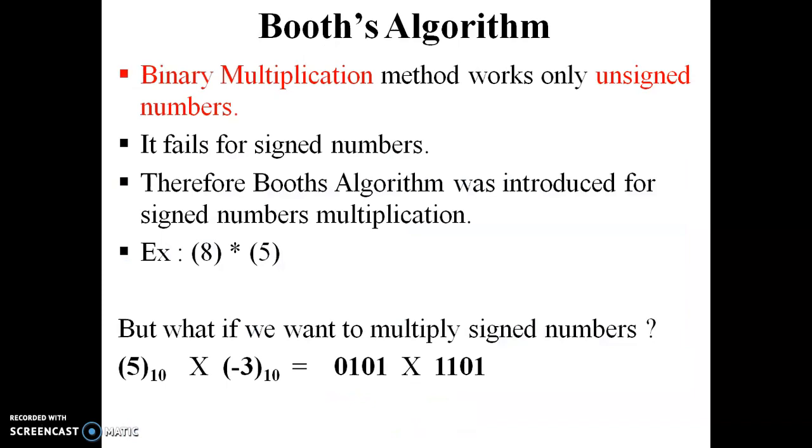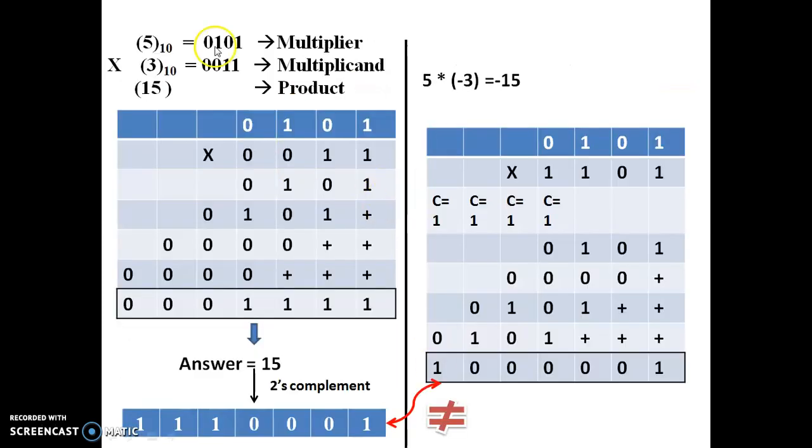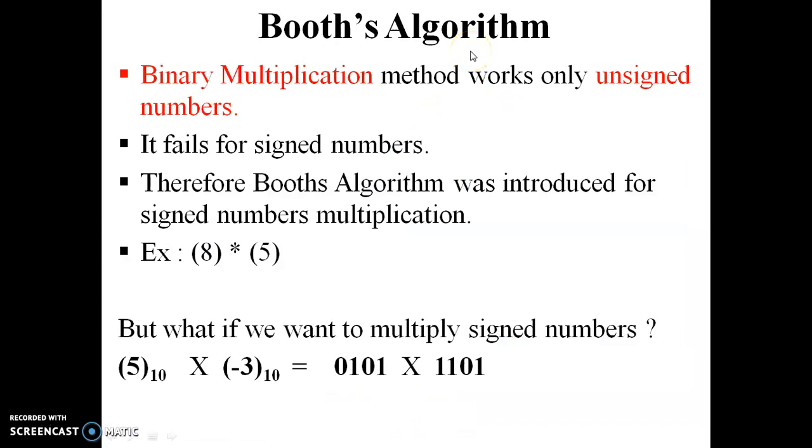So what we can conclude from this is that the binary multiplication method works only with unsigned numbers. That is, it works only for positive numbers. But when negative numbers are included for multiplication, it gives wrong answers. That means it fails for signed numbers. Therefore, some method had to be evolved or introduced for signed number multiplication. So what was that method? That method was called Booth's algorithm. So, Booth's algorithm was introduced for signed numbers multiplication.